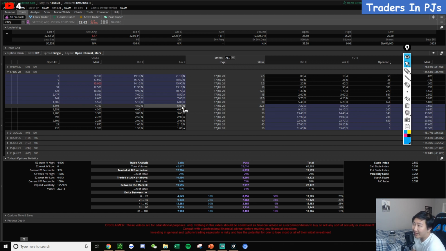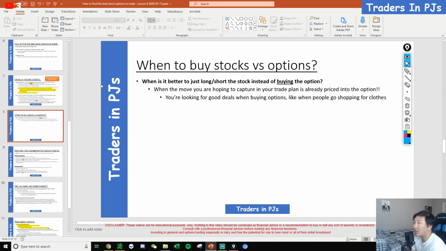Another way you could think about it is you may want to consider selling the options, because buying the option is not a good deal. So there's two ways you can play it: you can buy stock directly instead of buying the option, or you can sell options. And this is why I said if you don't know how to trade options, you're basically handicapped as a trader, because you're limiting the tools that you have to make money.